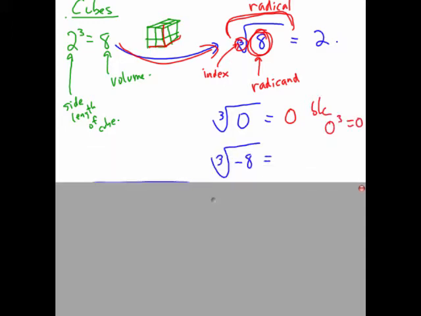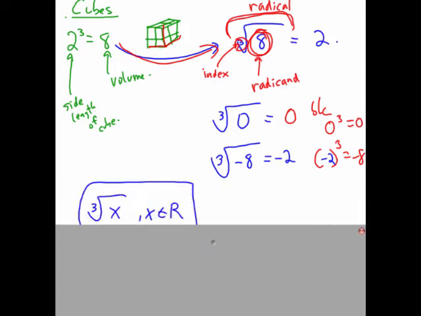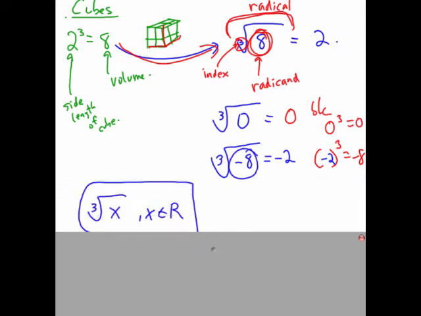Let's look at the issue of negatives. Is it possible to take the cube root of negative 8? Is something cubed negative 8? And the answer is yes, negative 2 is. So the answer to this would be negative 2. So as you can see, what's different with cube roots versus square roots is that you are able to have a negative radicand when you're dealing with cube roots. So the cube root of x is possible if x is any real number.